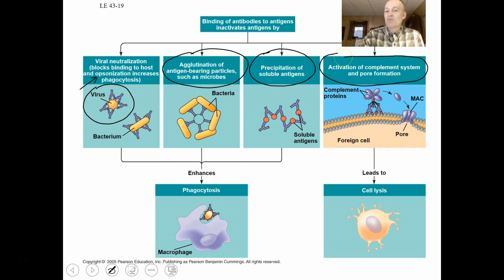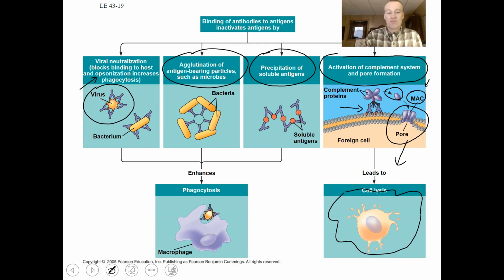Activation of complement. So an antibody right here is stuck to this foreign bacterium, and the complement proteins are activated, forming that complex that creates pores. So that attack complex of proteins forms pores and destroys the bacterium. So here's the lysis of the bacterium when that pore forms. All of these things, viral or bacterial neutralization, agglutination, and precipitation, can enhance phagocytosis and the destruction of a foreign agent.